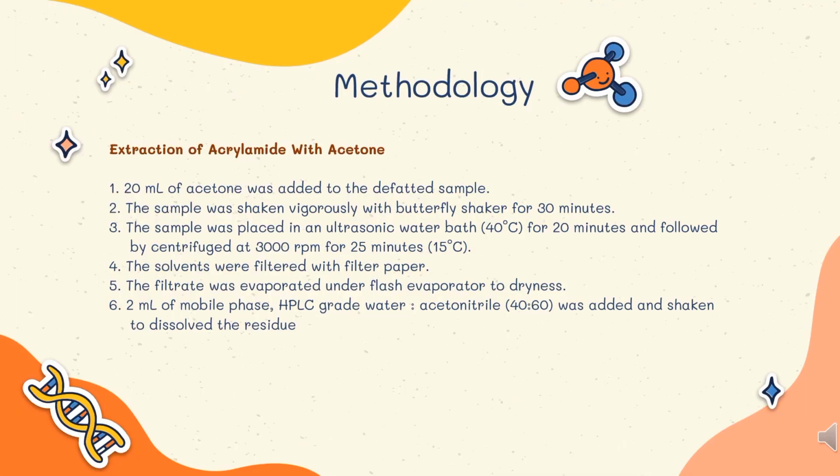For the extraction of acrylamide with acetone, 20 ml of acetone was added to the defatted sample and was shaken vigorously for 30 minutes. The sample was placed in an ultrasonic water bath at 40 degrees Celsius for 20 minutes, followed by centrifuge at 3000 rpm for 25 minutes at 15 degrees Celsius. The solvent was filtered with filter paper and the filtrate was evaporated under a flash evaporator to dryness. 2 ml of mobile phase for HPLC with the ratio 40:60 was added and shaken to dissolve the residue.